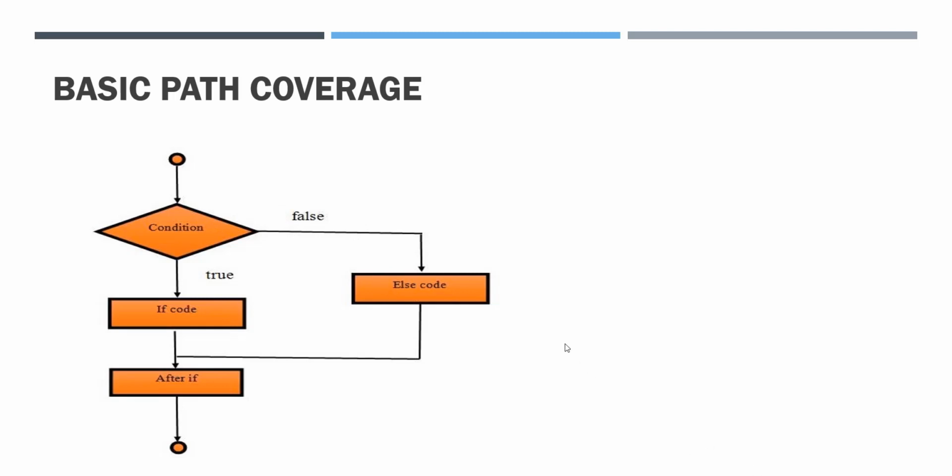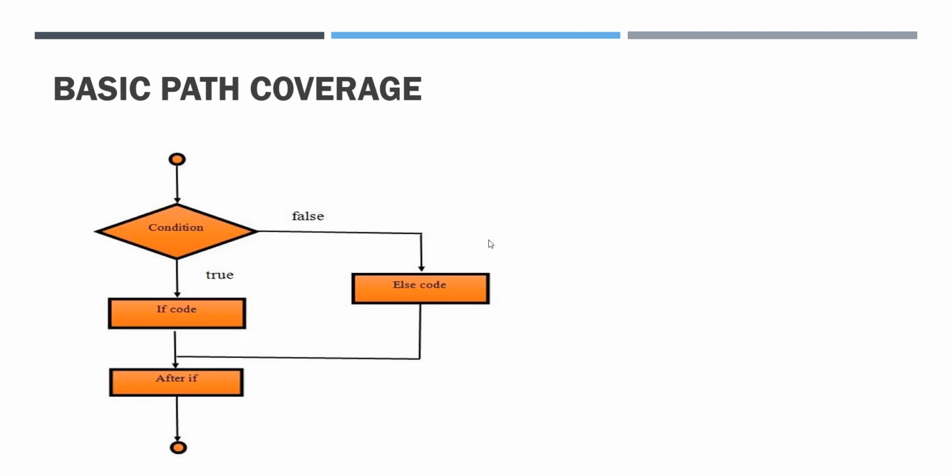If the condition is true, the if block will execute. If the condition is false, the else block will execute. Basic path coverage is nothing but the execution of a program more than one time to cover all the blocks of the program. In this unit testing technique, we execute everything and do not leave out any block, method or function.